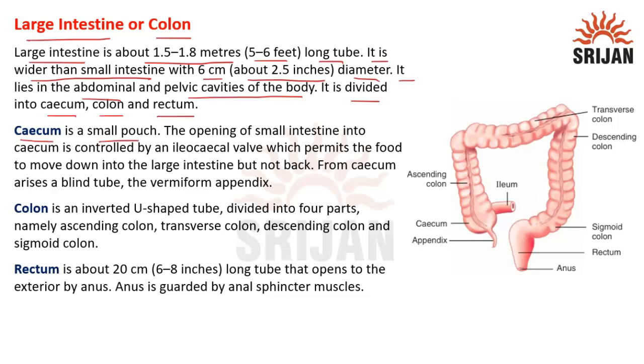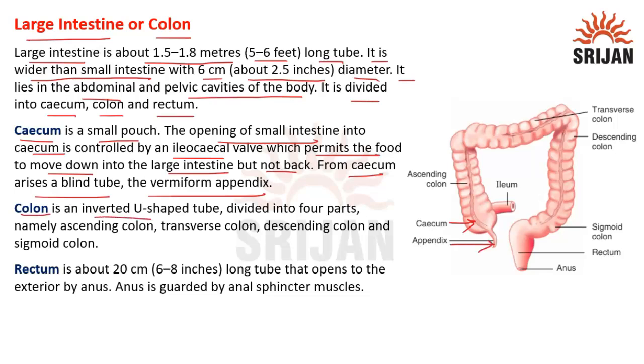Cecum is a small pouch. The opening of the small intestine into the cecum is controlled by an ileocecal valve which permits the food to move down into the large intestine but not back. From the cecum rises a blind tube, the vermiform appendix. So this is the cecum and this is the vermiform appendix.